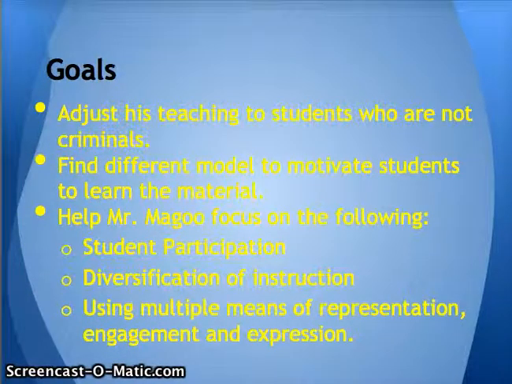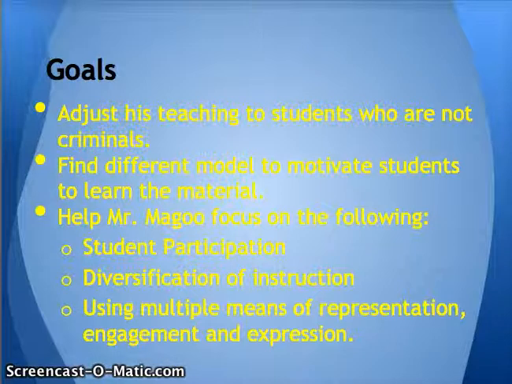Goals. The goal is to help Mr. Magoo adjust to his new surroundings. He needs to learn how to deal with his new younger students who are not criminals. Mr. Magoo needs to find a way to engage his students and possibly try a new instructional model to help them learn the information more efficiently.